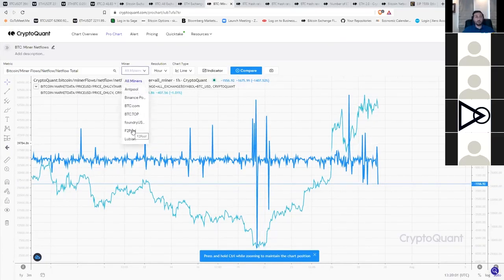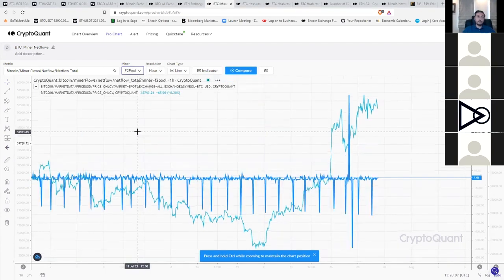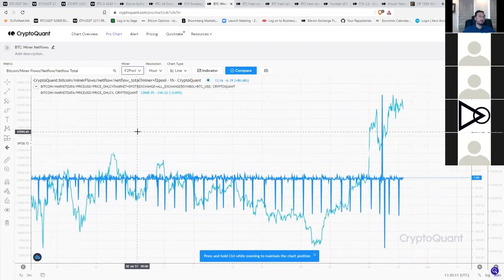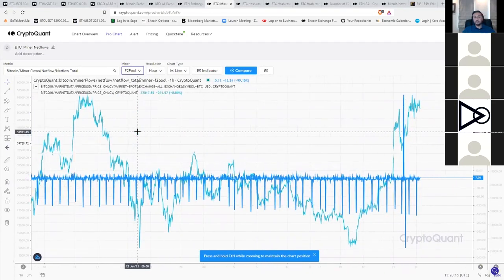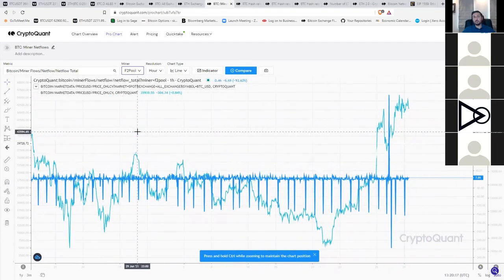F2 Pool was probably one of the largest around at the moment. They've caused a lot of sell-offs over the past 12 months. And it's interesting that when you look at any particular miner, they tend to change their habits, because it looks like these guys are now aware that people use these metrics to a certain degree. So they change their behavior to try to not spook the market.